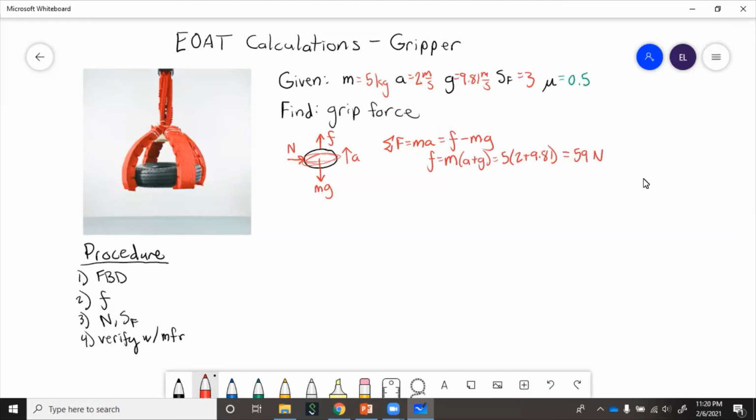Now then, to get the grip force, we need to incorporate the safety factor and the normal force. So we know that normal force times coefficient of friction equals friction force. We remember that from physics. This is a standard formula. And final grip force is going to equal F over mu, because this equals normal force, and then times the safety factor.